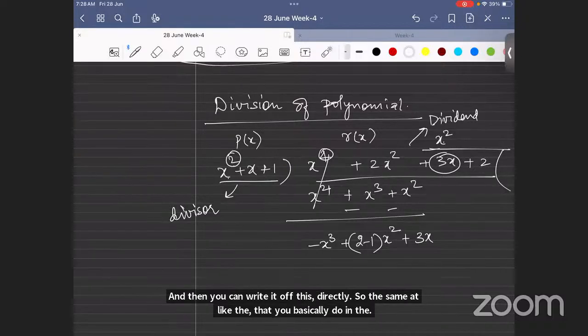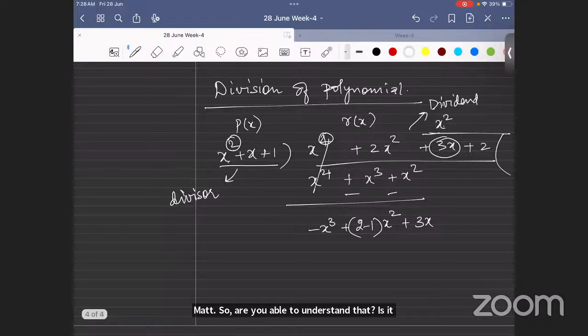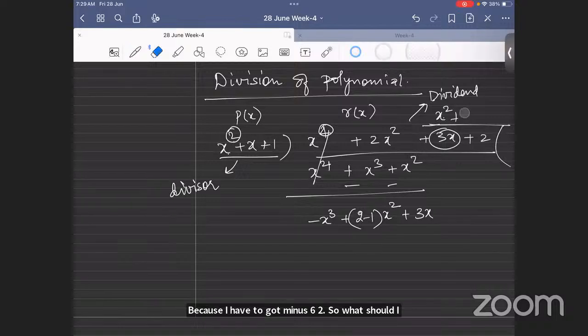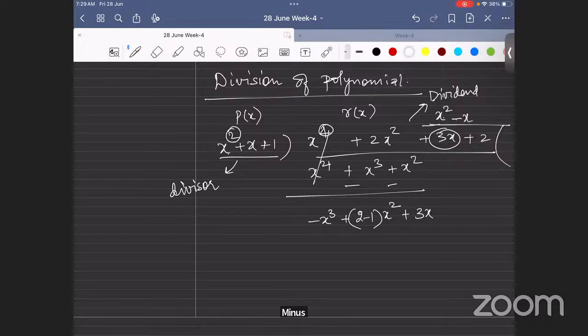Are you able to understand that? Is it visible and audible? Okay. Yes, sir. Okay. So now for the next term, what should I write here? Because I have to cut minus x cube. What should I write here? Minus x. Yeah, minus x.